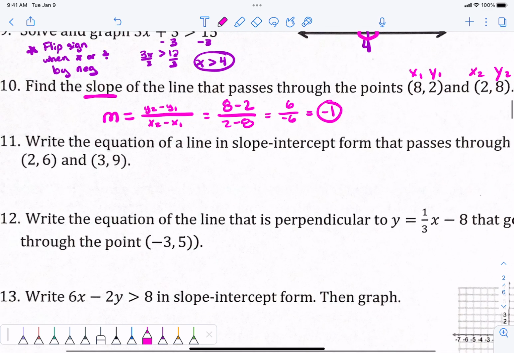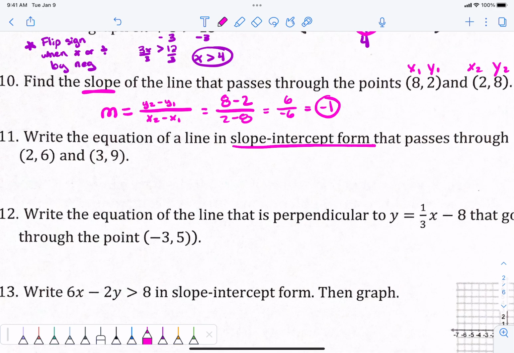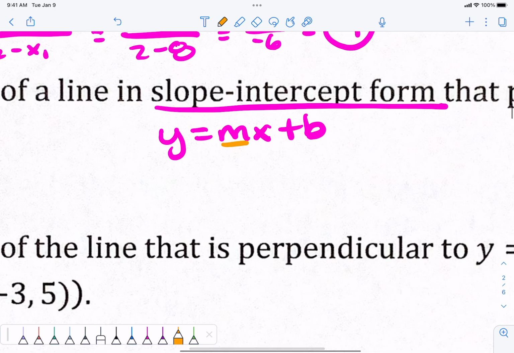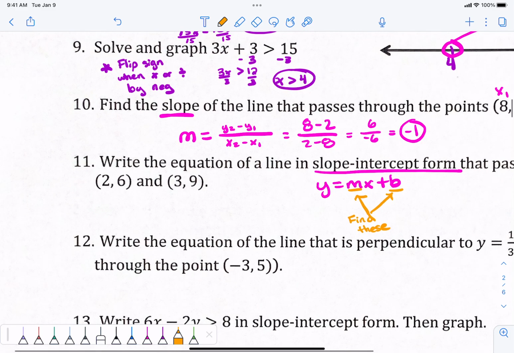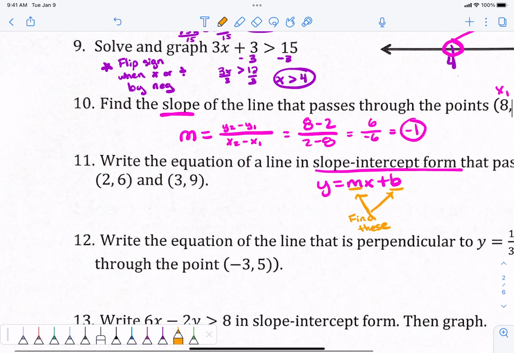Write the equation of the line in slope-intercept form. That is what Mackenzie was just saying. Y equals mx plus b. We need to fill in the m and the b, right? We need to find the m and find the b. Okay, now, what do we find first? The m, right? Just like we just got done doing. So we do y2 minus y1 over x2 minus x1.